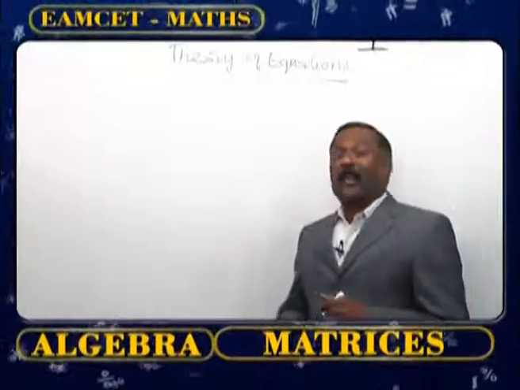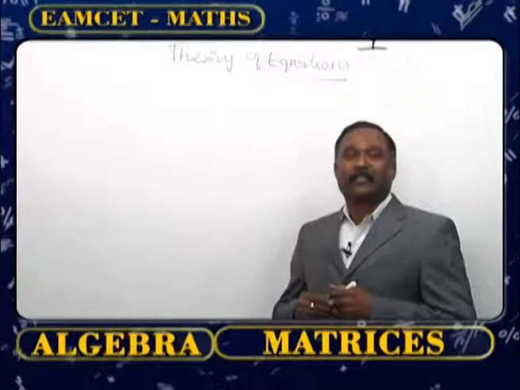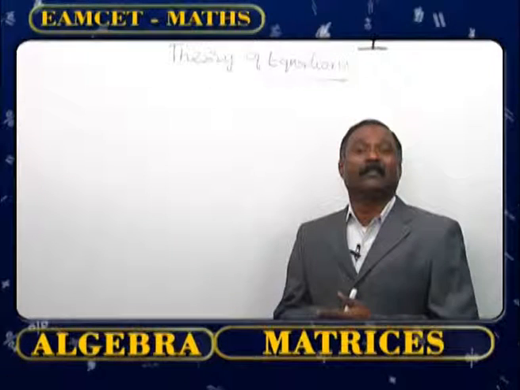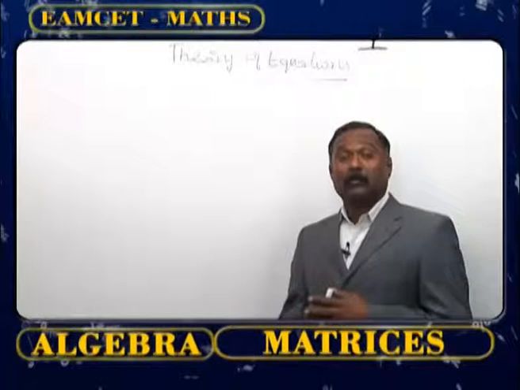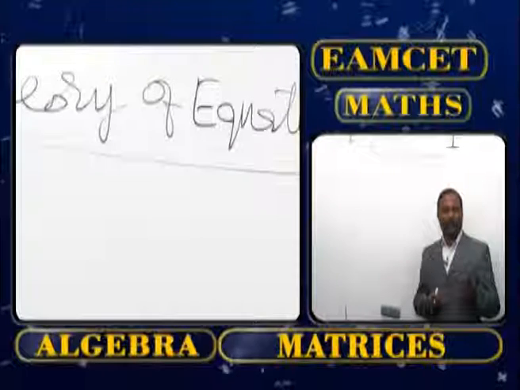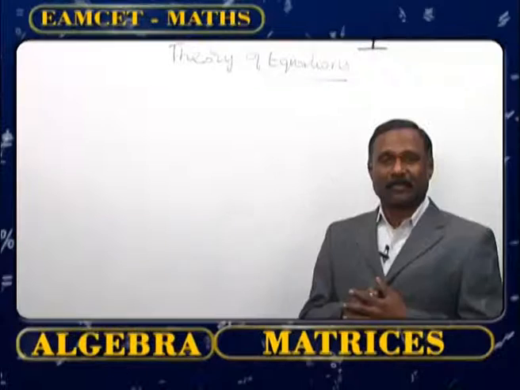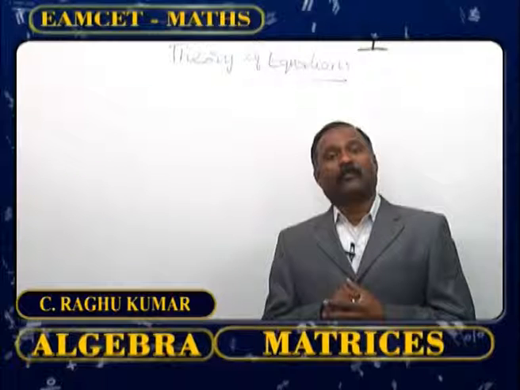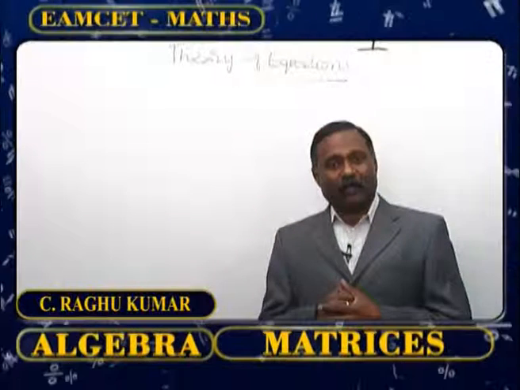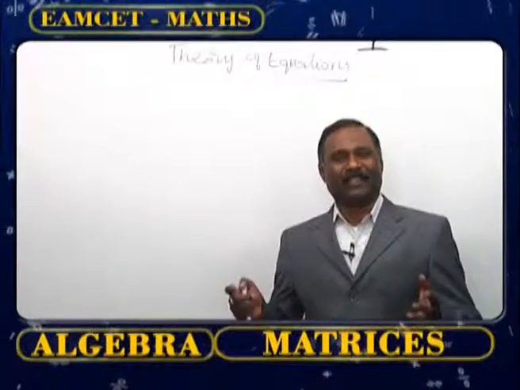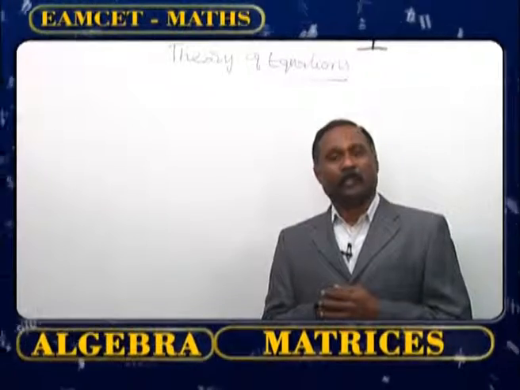Good evening, and today we are going to continue with quadratic equations. We have already seen the problems, and we will continue with the theory of equations. What makes the basic difference between quadratic equations and the theory of equations? In quadratic equations, the degree of the equation is 2, and in the theory of equations, we are going to discuss the general degree, like an nth degree polynomial.